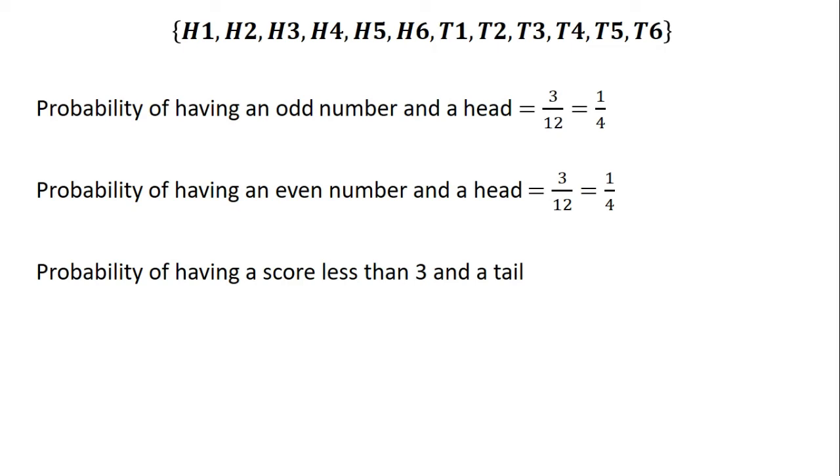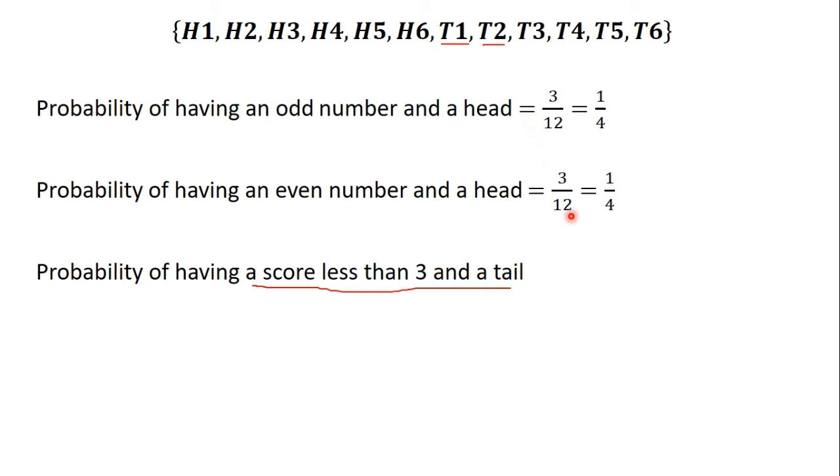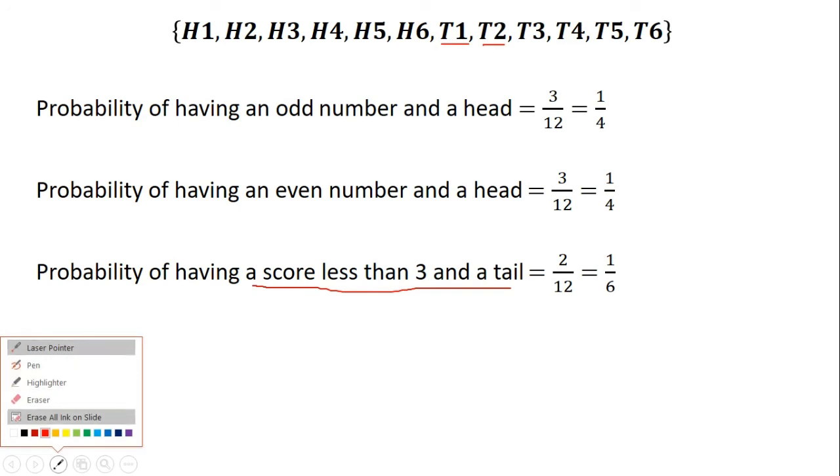It means that here we have 1. 1 is less than 3 and it has a tail here, so T1. 2 is less than 3, it has a tail, so T2. So these are the two members that will satisfy this condition, a score less than 3 and a tail. We have 2 of them. The sample space is 12, so the probability is going to be 2 divided by 12, and when you simplify this, we are going to have 1 divided by 6.